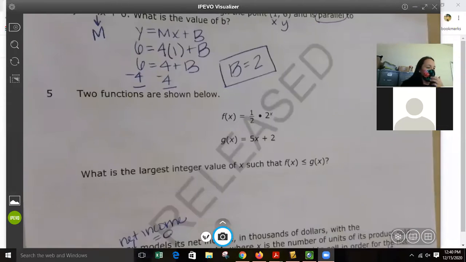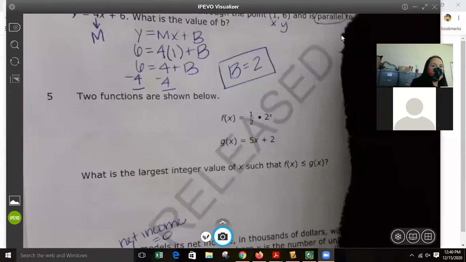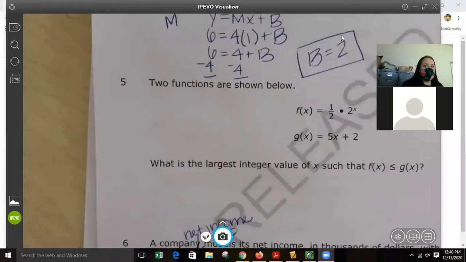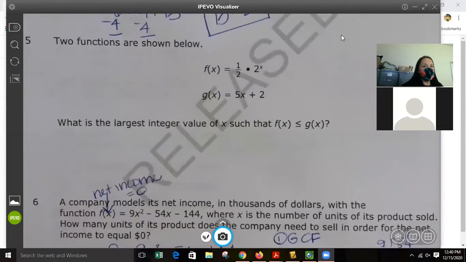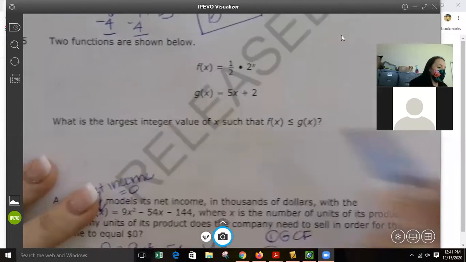And so we have not done number 5. So we're going to go to number 5 on the calculator inactive packet. It says 2 functions are shown below, and it gives you the functions, and it says what's the largest integer value of x such that f of x is less than or equal to g of x. So we want the first one to be smaller than or equal to the second one, okay?